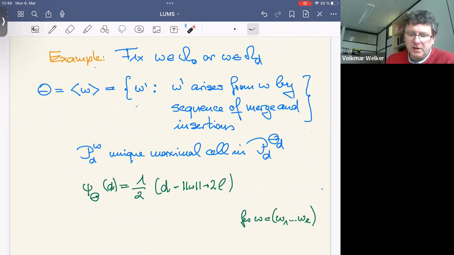For example, I give a very simple example. If I start with an omega that is either odd, so that the sum of entries is odd, or even, then one can look at the zeta that is generated by this omega, namely the set of all omega prime that arise from this omega by a series of merge and insertion operations. And it's not bounded how many insertions you can take. You now don't have a d around.